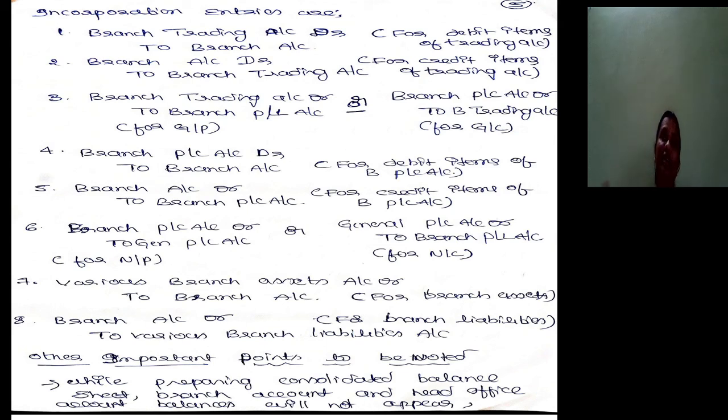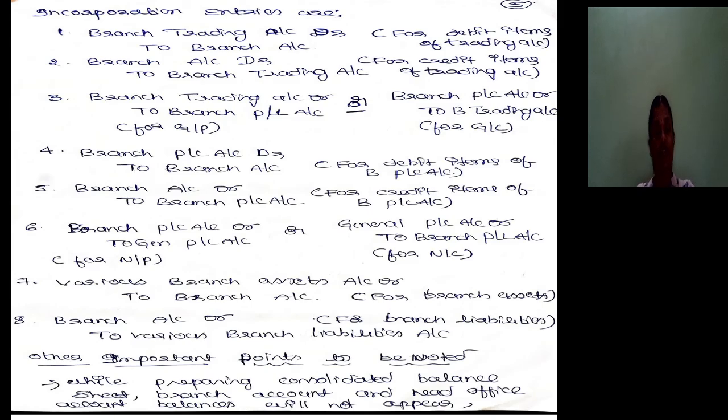So there are 2 methods: one is the 8 entry method, the other is the 3 entry method. Depending upon which entry method is required in the given problem, we can go for the 3 entry method also, no problem. We need to pass entries under any one of these 2 methods. In addition to that, we need to concentrate on other important points to be considered while preparing accounts in the books of branch and also in the books of head office.